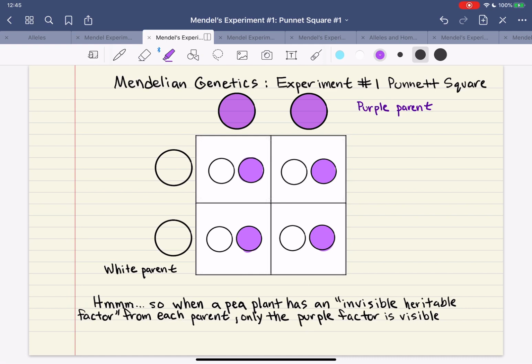Yet, even though these offspring have 1 of each, what did we say they looked like? 100% purple, right? So there was something about this factor that was allowing it to get expressed over the white factor. All right, so this will be more clear when we come back later, but we're going to keep it here because we're going to come back to it.